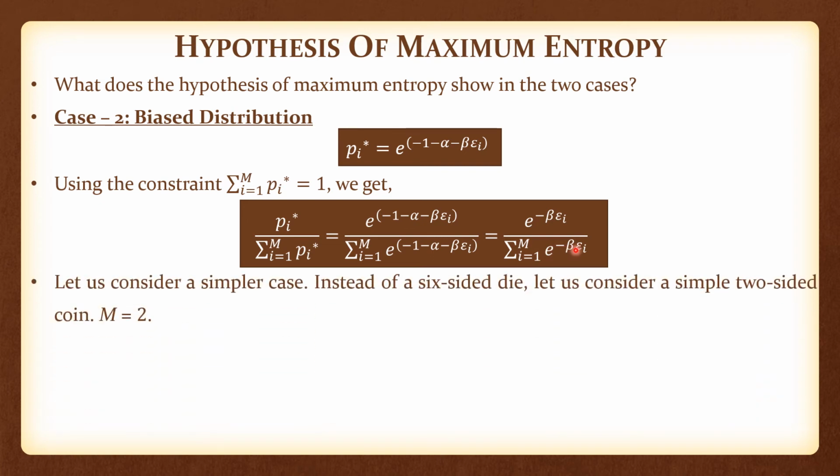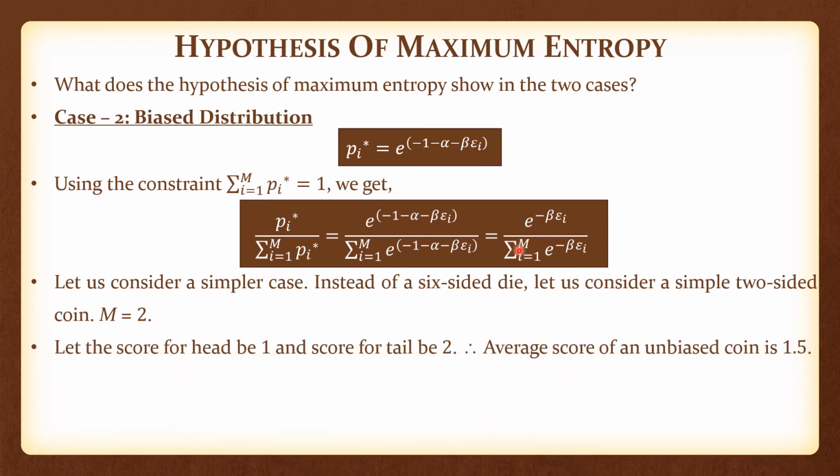To understand what this expression means, let us consider an even simpler problem. Instead of a 6-sided die, let us just consider a 2-sided coin, right? Then that means m is equal to 2. There are just 2 terms. Let the score of head be 1. Let the score of tail be 2. So the average score of an unbiased coin is 1 plus 2 by 2, which is 1.5.